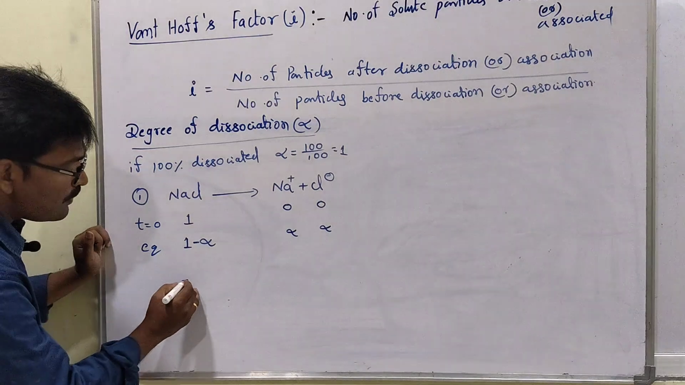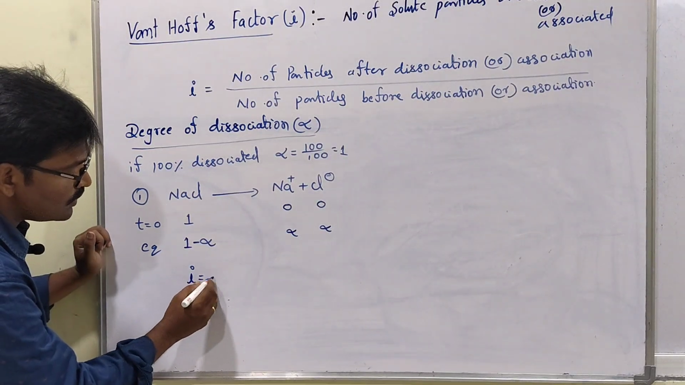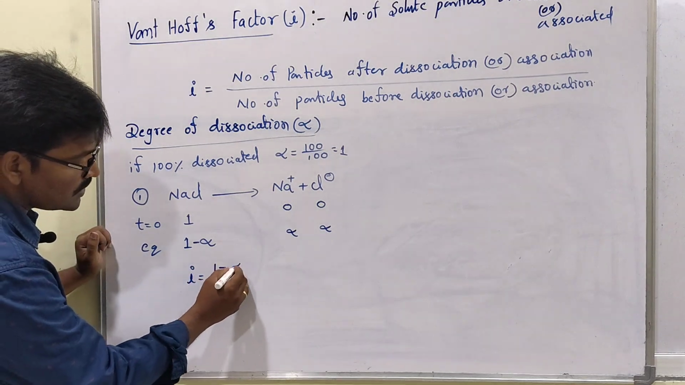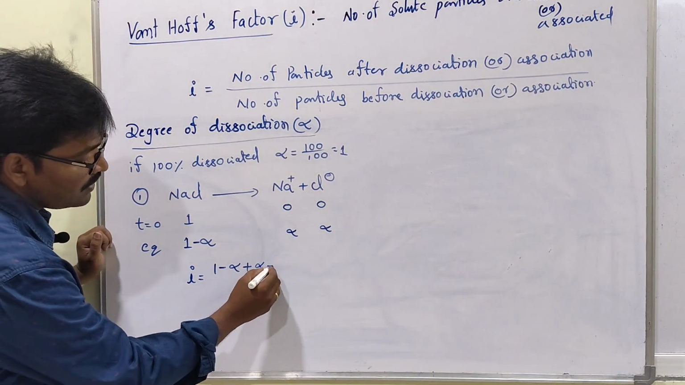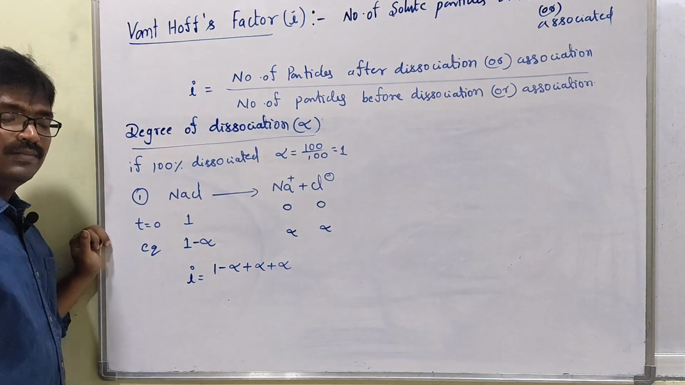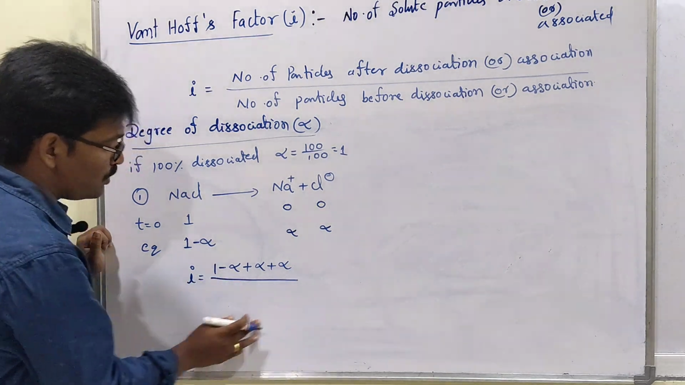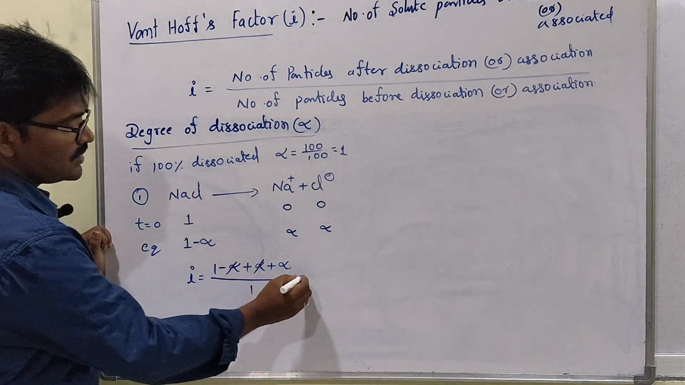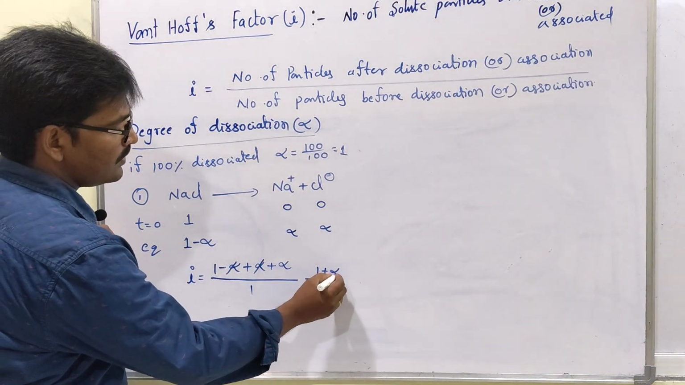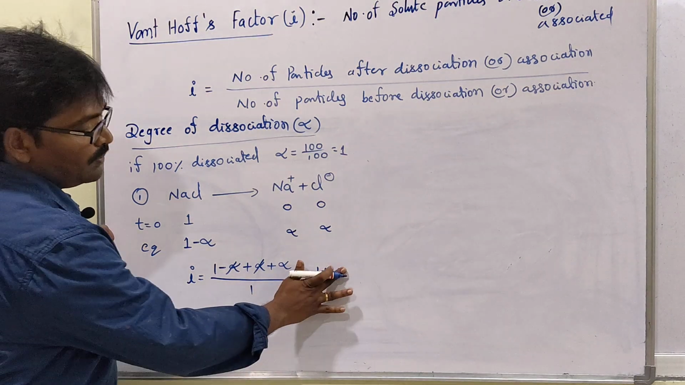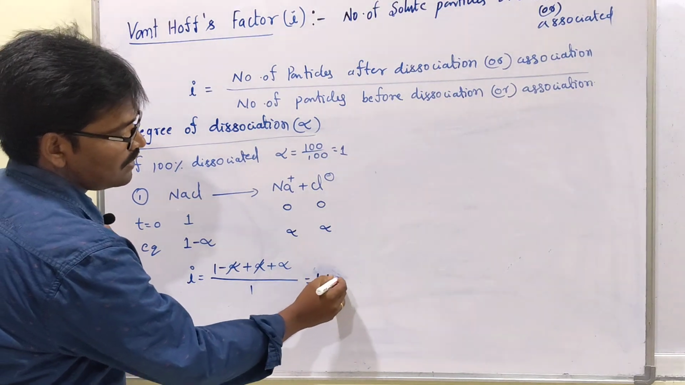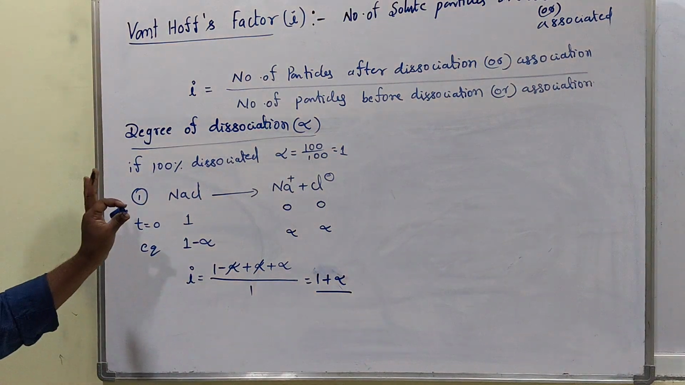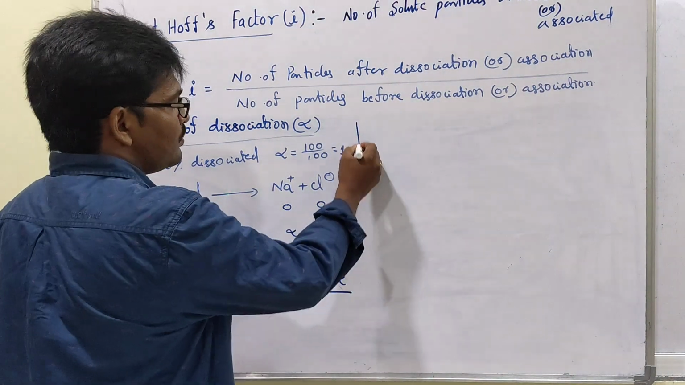Now I factor find out చేయాలంటే I, it is equals to total number of particles. Which are the total number of particles? 1 minus alpha plus alpha plus alpha divided by, before dissociation what will be there? 1. Sir, minus alpha plus alpha cancel, then you can get 1 plus alpha divided by 1. 1 plus alpha. Yes, I value 1 plus alpha for this. Clear, students? Yes.